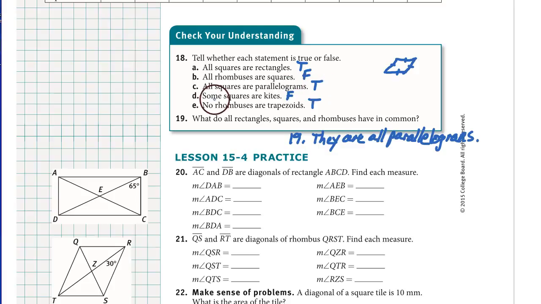That's true. Then, some squares are kites. That one's false. Remember, a kite has the 2 distinct pairs of congruent sides. Those are congruent, and then these longer ones are congruent, but it's not where all four sides are congruent. And then question E, no rhombuses are trapezoids. That's true. Number 19, what do all rectangles, squares, and rhombuses have in common? One thing you could say is they are all parallelograms. All of these shapes have the two pairs of parallel sides.